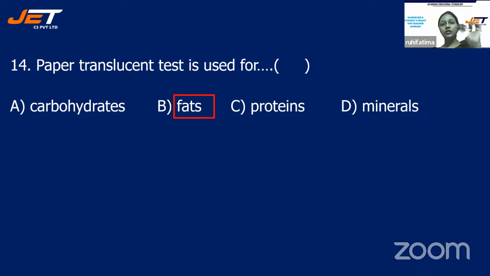And you will observe, rub a little bit, that the portion till where the oil is spread becomes translucent. And this confirms the presence of fats. This test confirms the presence of fats.